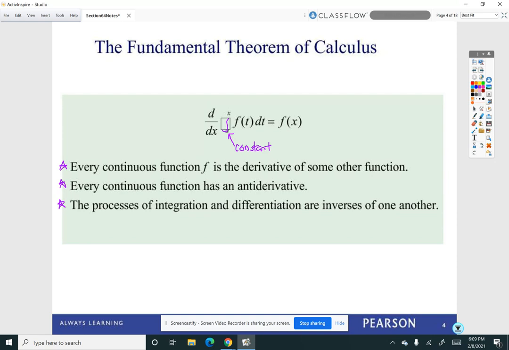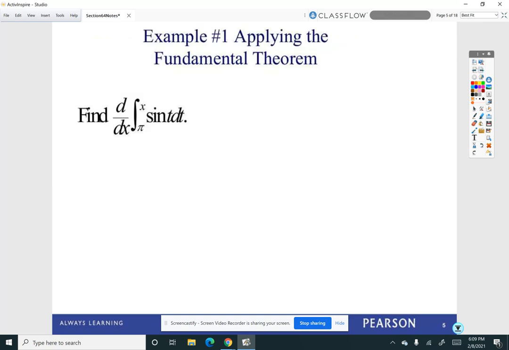Every continuous function is the derivative of some other function. Every continuous function has an antiderivative. And I think the big one here is that the processes of integration and differentiation are inverses of each other. So like addition and subtraction, multiplication and division. When we integrate and when we differentiate, we're undoing each other. So that's why when we take the derivative of an integral, we end up with just the function we started with. Now we do have a variable change and we'll talk about what's going on there. But that's an important part of the fundamental theorem.